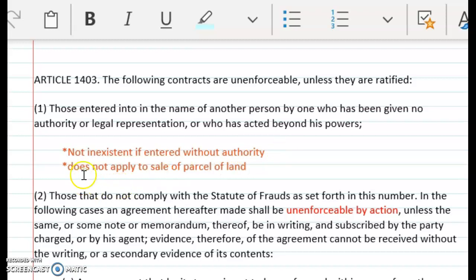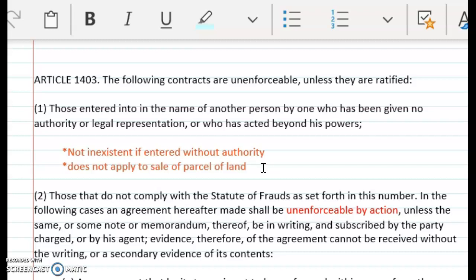However, this does not apply to a sale of a parcel of land. Why? If an alleged agent has sold a parcel of land without the consent of the alleged principal, the contract is void and not merely unenforceable. And why is it so? Because under Article 1874 of the Civil Code, the authority of the agent must be in writing in case of sale of a parcel of land or any interest therein. Otherwise, the sale is void. So that's the first type of unenforceable contract.